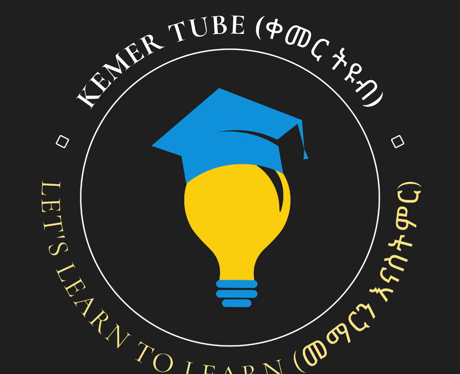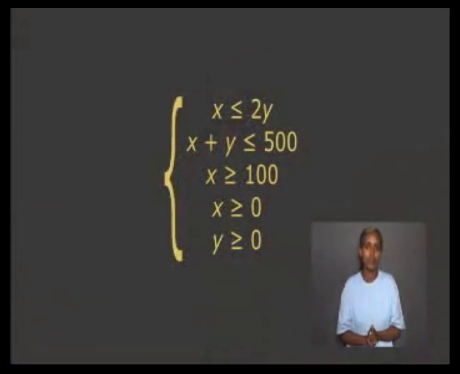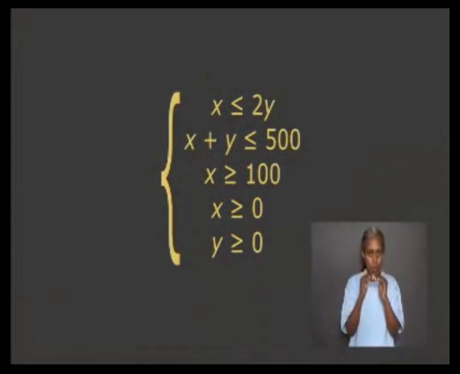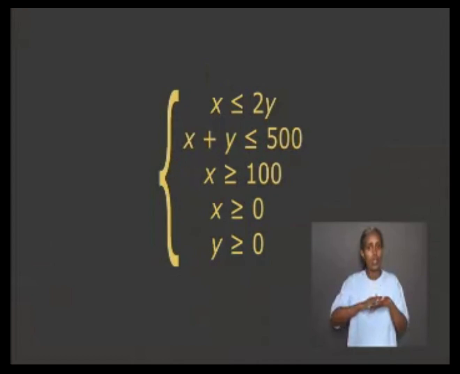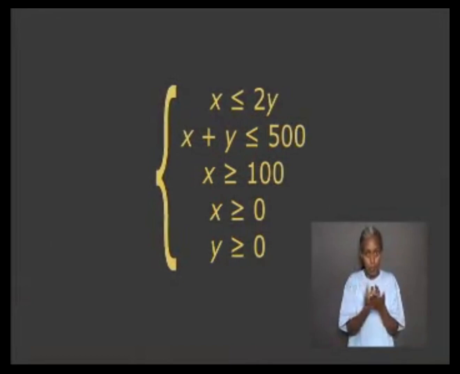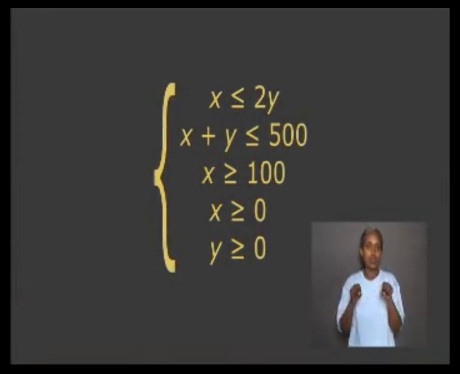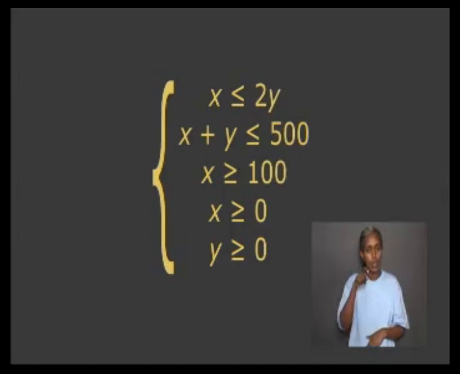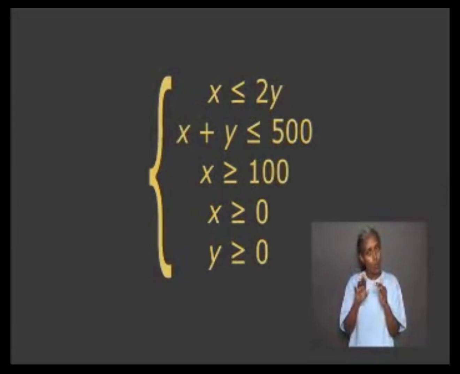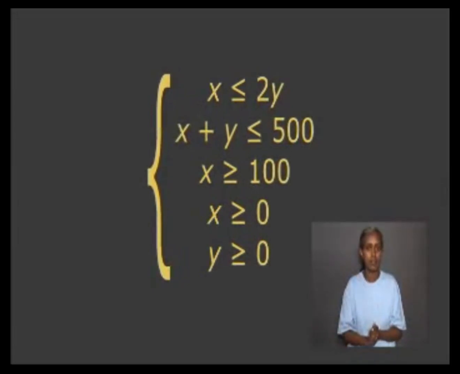Let's get back to our lesson. Have you finished, students? Let us check the answer together. x and y must both be greater than or equal to 0. The maximum possible production is 500 pairs of shoes. So, x + y ≤ 500.